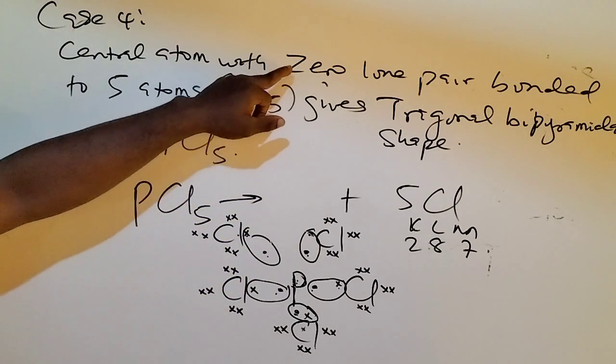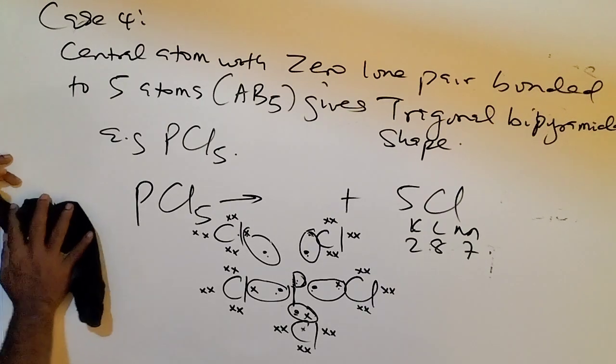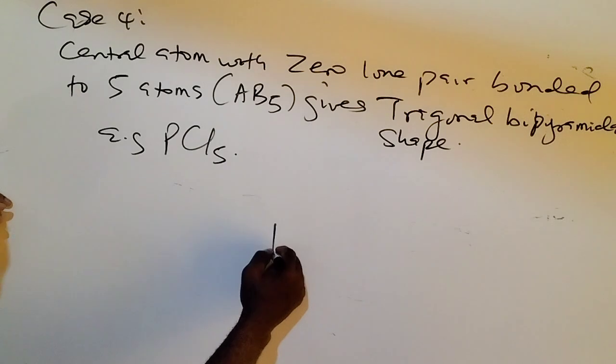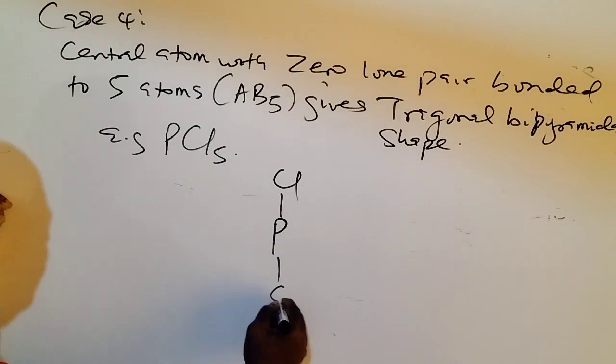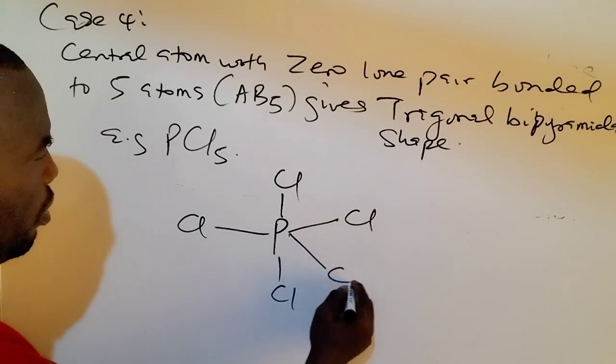So the central atom has 0 lone pair bonded to 5 atoms around it. That will give you what we call trigonal bipyramidal shape. So let us now try to draw the shape of this structure and see the way it looks like. I want to draw PCl5. I'll have P, chlorine, chlorine, chlorine, chlorine, and then chlorine.